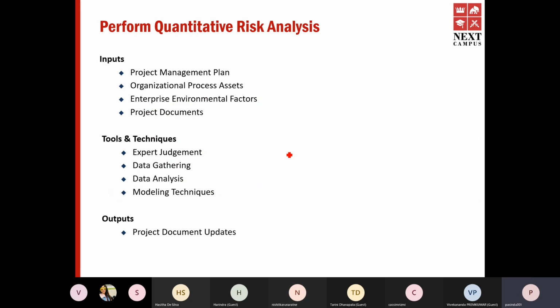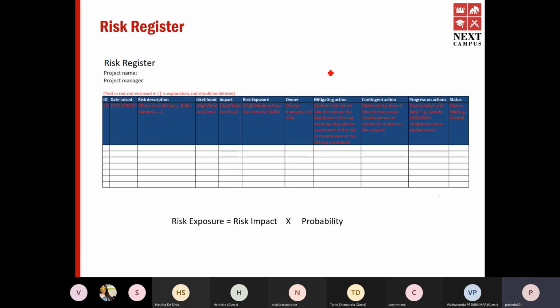Same inputs as the qualitative analysis. We have modeling techniques as a new tool and technique, and you have the same outputs. This is a very important artifact, the risk register. Generally, you do the risk register after you do a quantitative risk analysis.